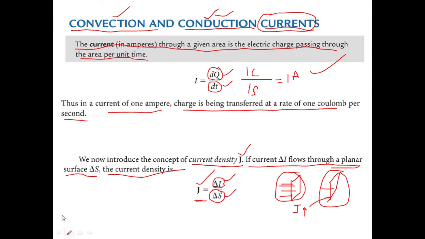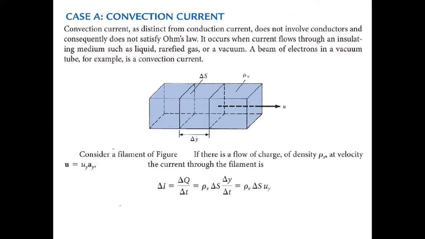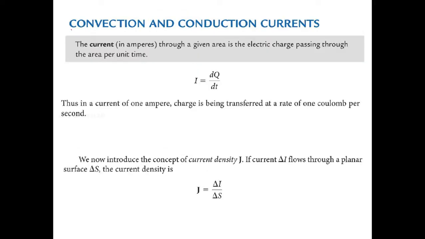So we'll move on to the next slide. As of now, we have discussed what current is and what current density is, right? Now we'll start with the first one. As I told you, here we have two types of currents. One is convection and the other one is conduction. We are familiar with conduction. You'll understand when we discuss that. So first we'll understand what convection current is.